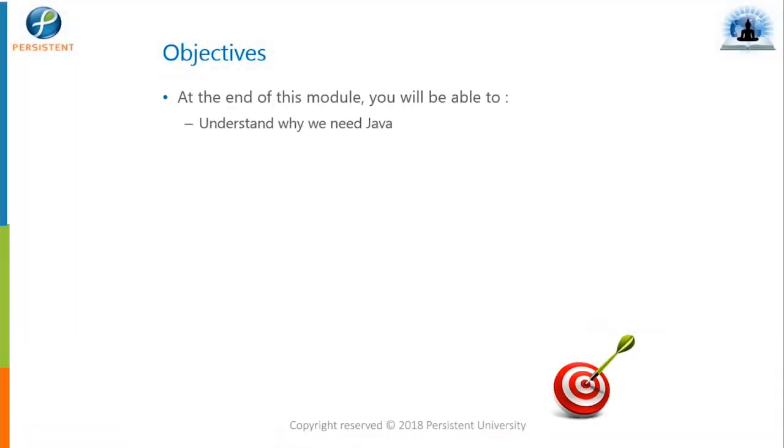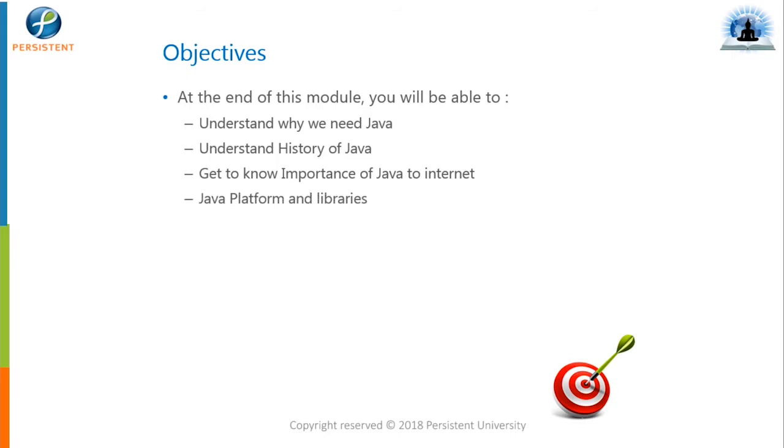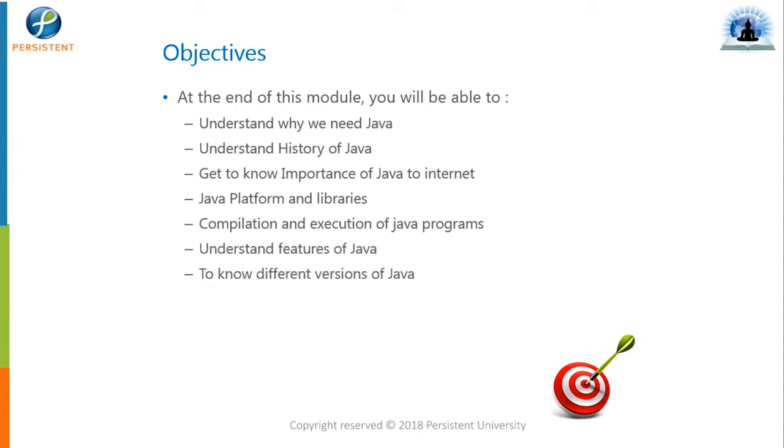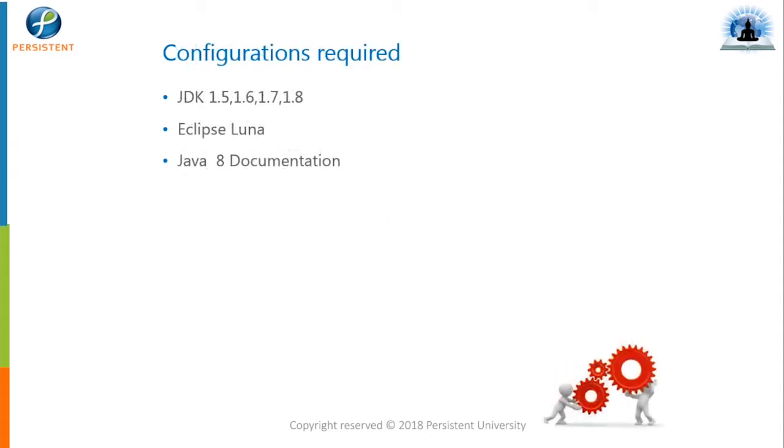So our main objective today is to understand why we should learn Java, the history of Java, the importance of Java to the internet, the Java platforms and the libraries. We'll get to know the compilation and execution of Java programs, the features of Java, and the different versions of Java, and we'll definitely have hands-on with a Java program. We'll write a first Hello World program, and we'll try the same thing with Eclipse as well, and the basic configurations which are required.